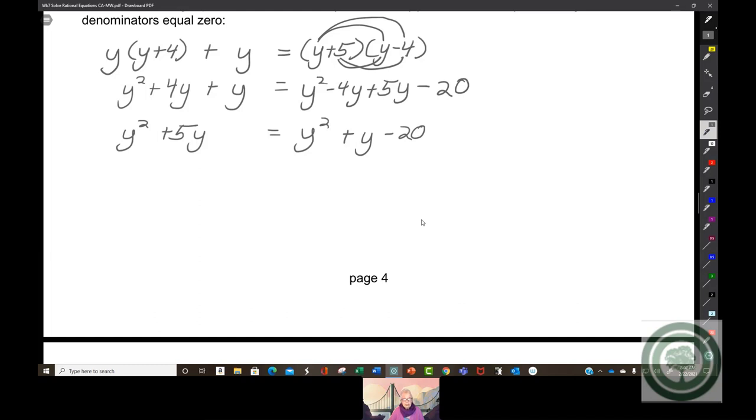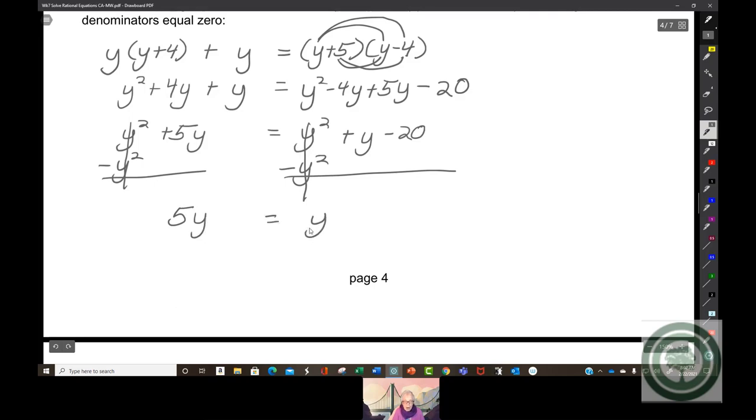My first inclination is to take everything from over here on the left and move it over to the right. So as I start doing that, look what I notice. Y squared minus y squared is 0, and y squared minus y squared is 0. That usually doesn't happen. But what it means is I now have an equation, 5y equals y, or 1y, minus 20. Check this out. This is a linear equation.